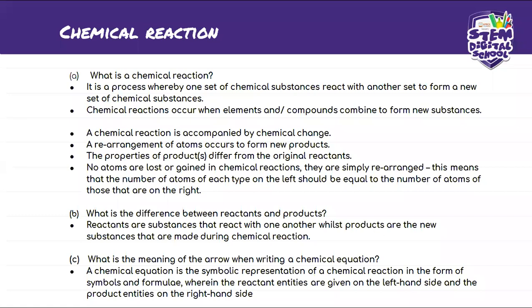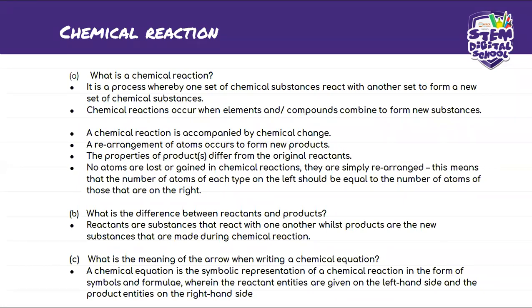Okay, let me repeat that again. When reactants on the left combine to give you products on the right, what happens to the atoms? No atoms are lost or gained in chemical reactions. They are simply rearranged. This means that the number of atoms of each type on the left should be equal to the number of atoms on the right. All right, so let's move on to the next point.